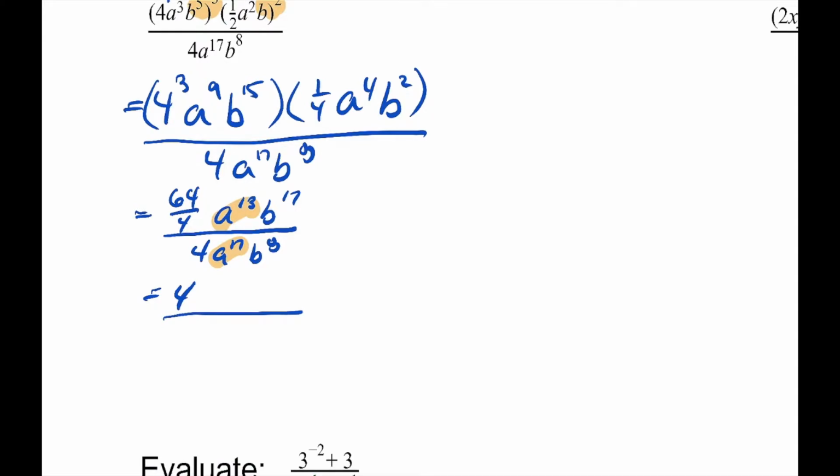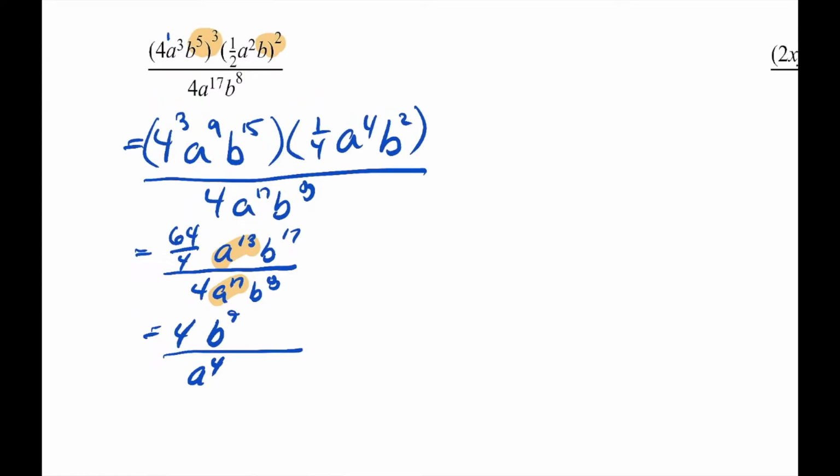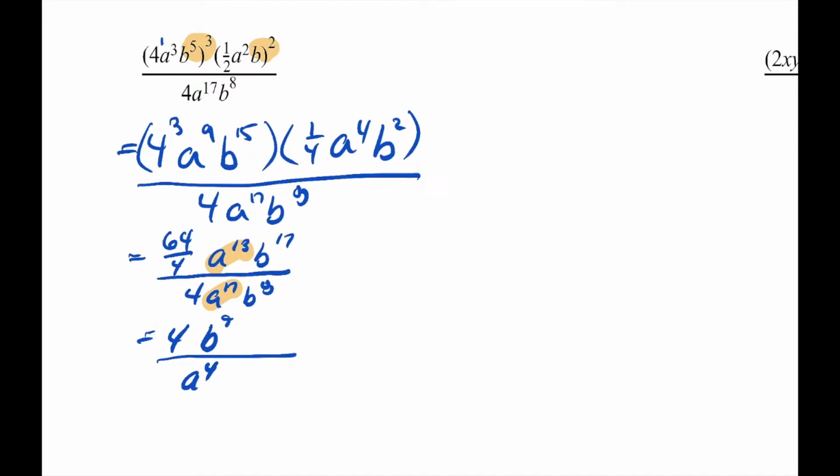And same thing, b to the power of 17 divided by b to the power of 8. You can think of it as 17 minus 8, which is 9 b's left on top. So I get 4b to the power of 9 over a to the power of 4. So that's that question in terms of simplifying that power.